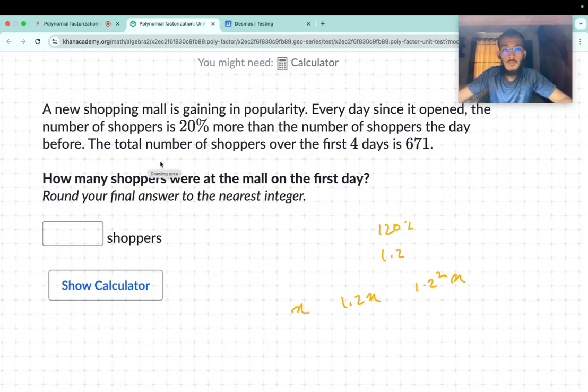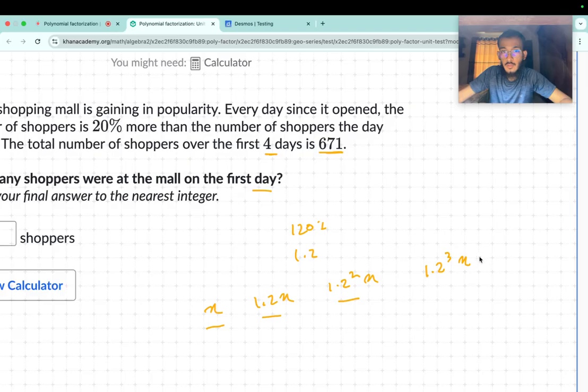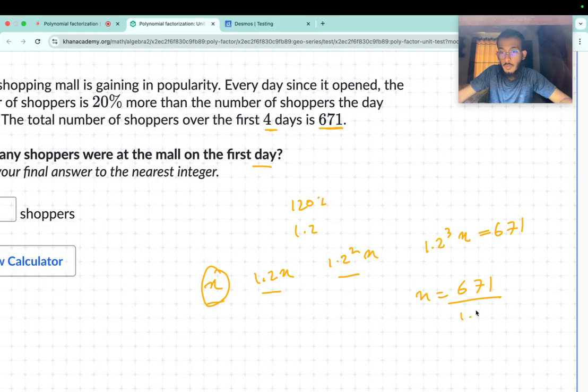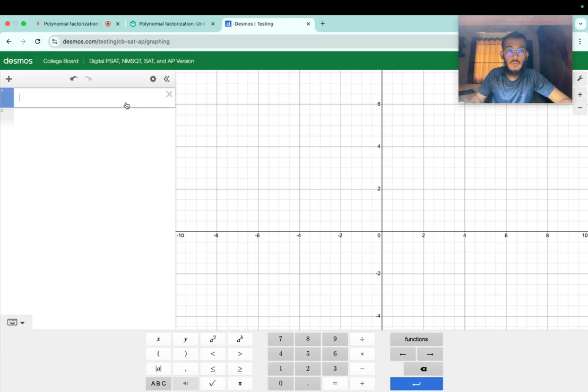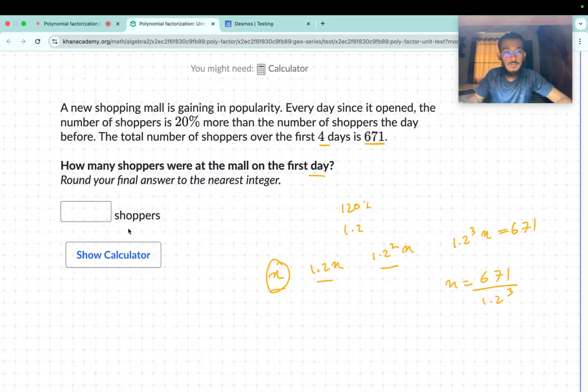The total number of shoppers over the first 4 days is 671. How many shoppers were at the mall on the first day? Okay, so this is the first day, second, third, and fourth is 1.2 cubed x, which equals 671. So x equals 671 over 1.2 cubed. Round the final answer to the nearest integer. So 388 shoppers.